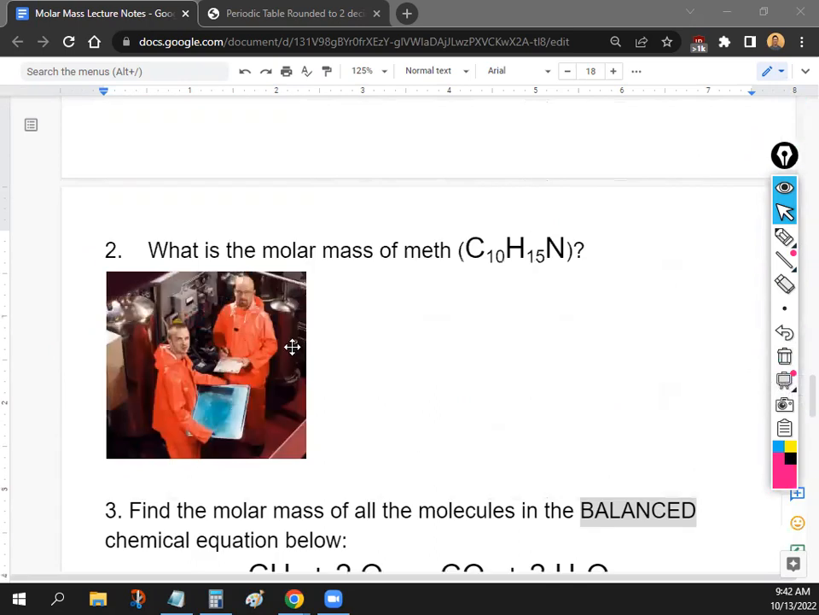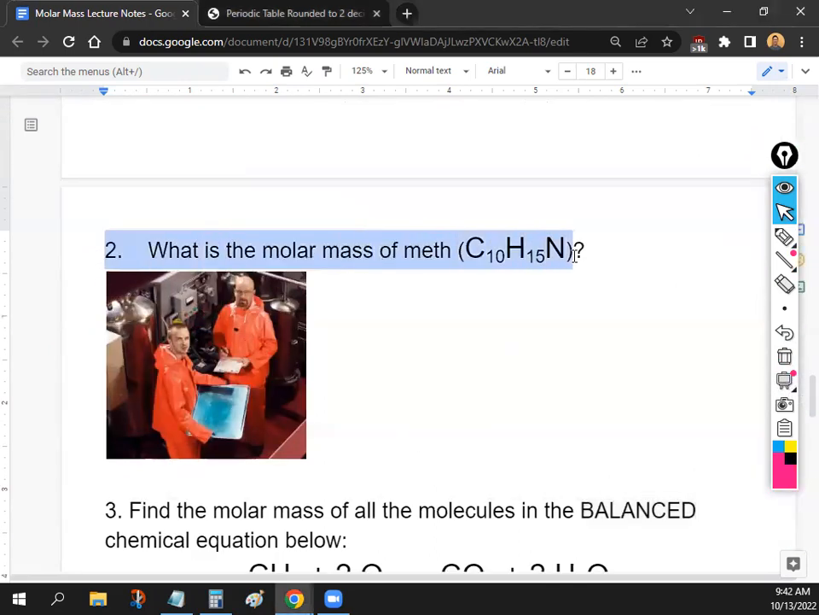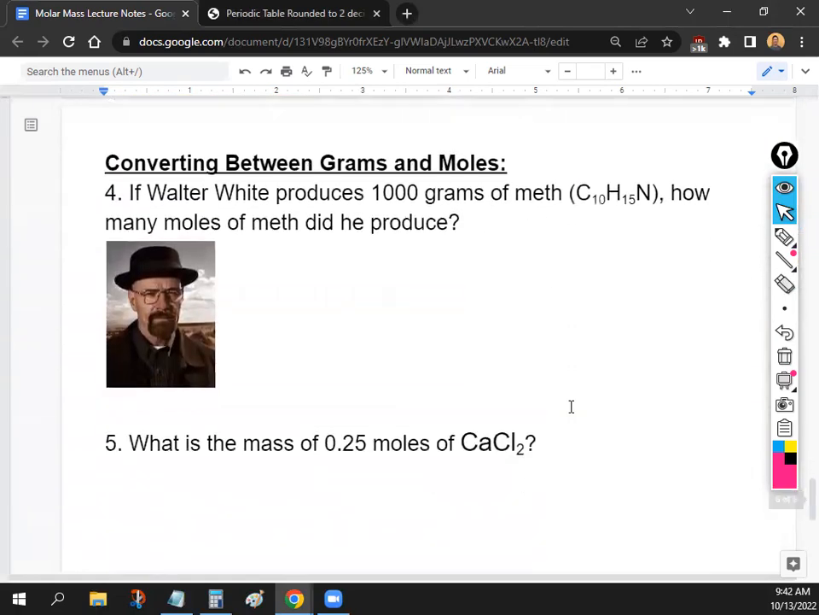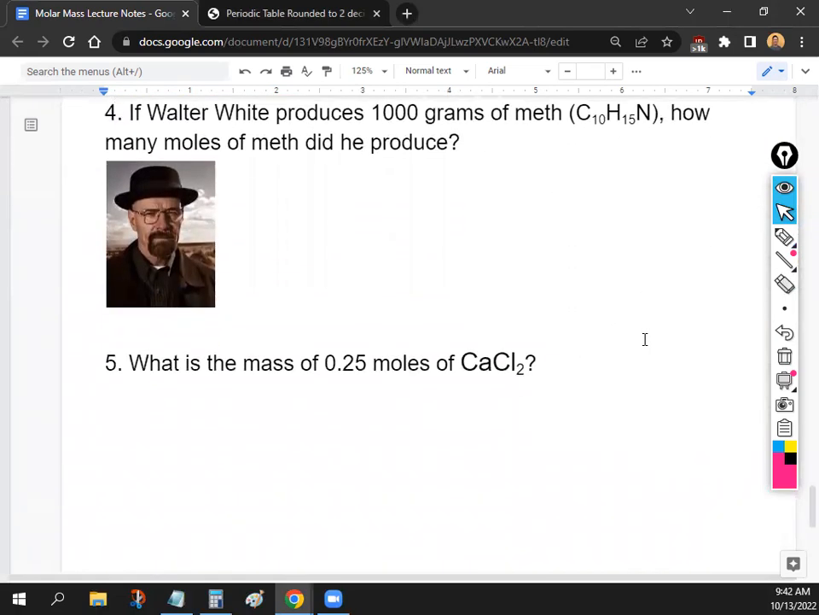Okay, so I want you guys to refer back to number 2 because we're going to need the molar mass of meth for this problem. Okay, but what we're going to do is we're going to have a problem like this. So Walter White, I think he looks like Mr. Peppic, if you guys know who Mr. Peppic is. Mr. Peppic, he produces 1,000 grams of meth. How many moles of meth did he produce?